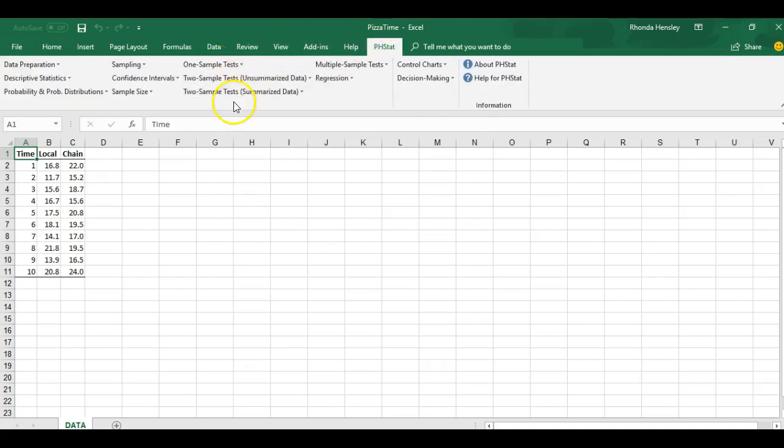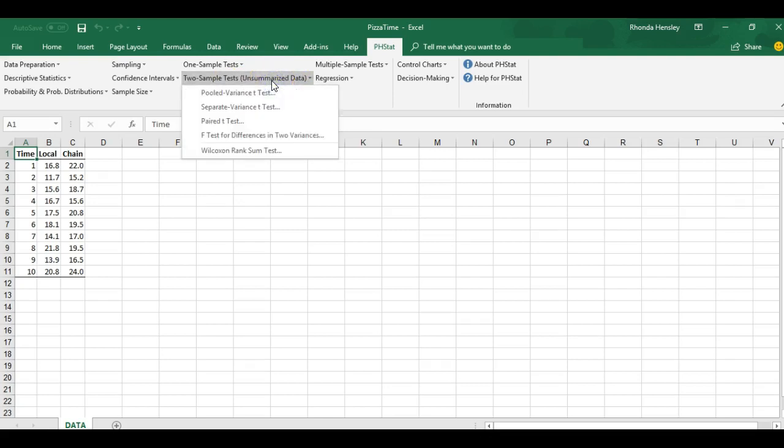This week we're doing 2 sample tests, and we have 2 choices here. First choice is unsummarized data, which is what we actually have in this instance. We've got the raw data. We haven't done anything to compute a mean and a standard deviation or variance for this data. So that's what we would choose. If you've already computed the mean and the standard deviation, then you would use summarized data. The tests are the same under them though.